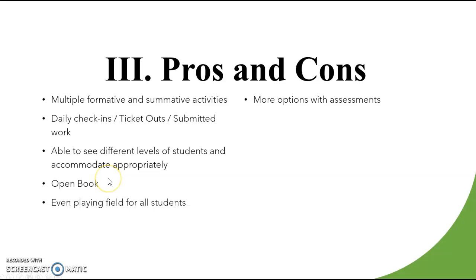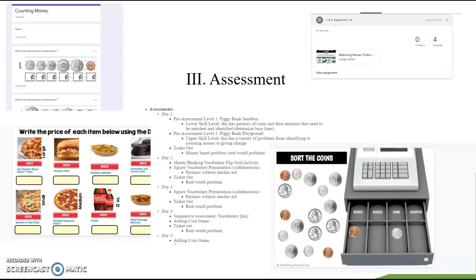Whoops, I'm so sorry. There's assessments, wrong way, sorry. There's assessments that are real world based, as you can see down here that we did do something related to Domino's, where they're actually ordering and they have a budget. So I really felt like I did cover summative and formative assessments fairly well, because every day there's one and I'm able to look at it and see if we're progressing towards their goals.